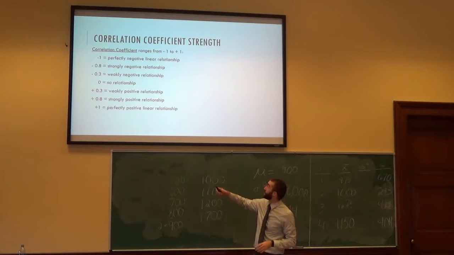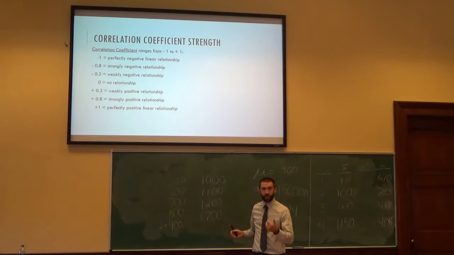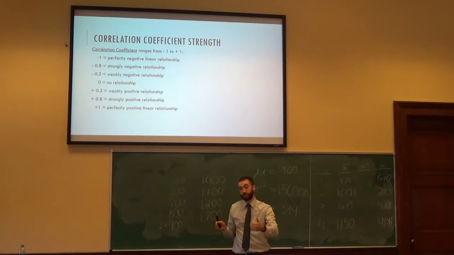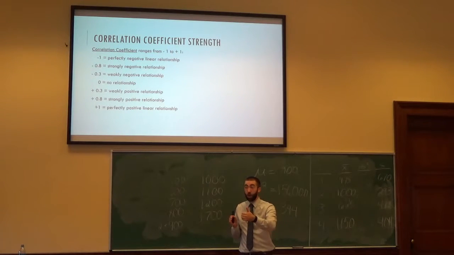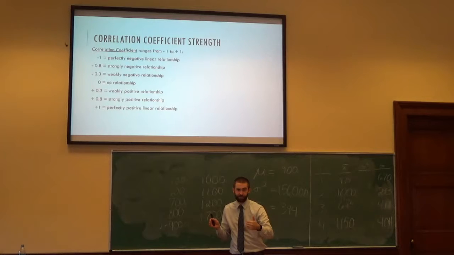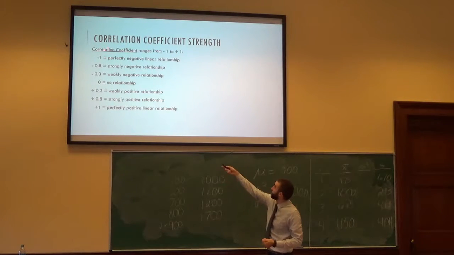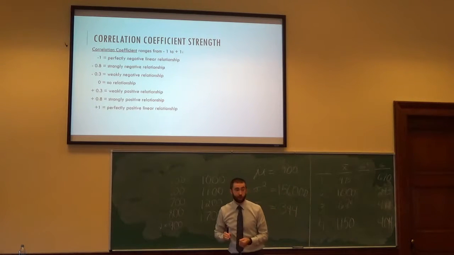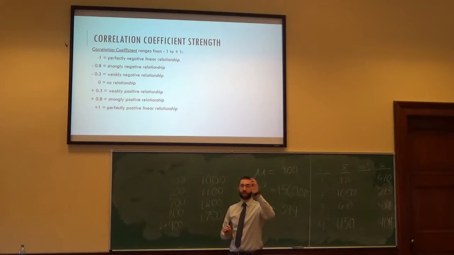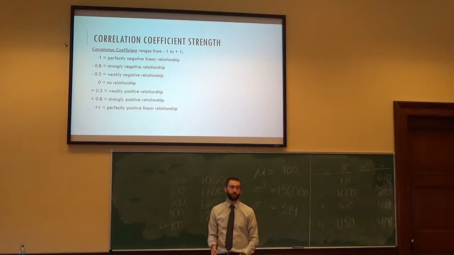If you have negative 0.8, that's a strong negative correlation. That would be most of the time when fertilizer goes up, incomes go down. Or when fertilizer goes up a lot, incomes go down a decent amount. But then let's go up to zero. If there's no correlation, if the correlation coefficient is zero, that means fertilizer can go up, nothing happens to income. Fertilizer can go down, nothing happens to income. They're not related to each other.